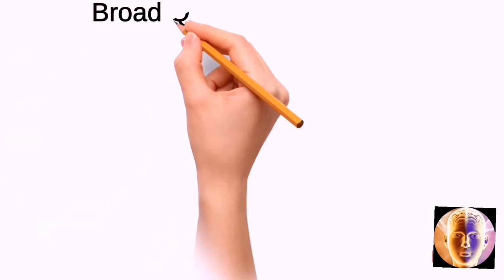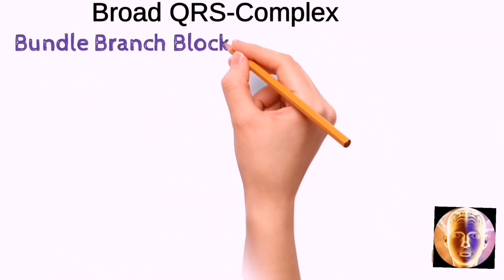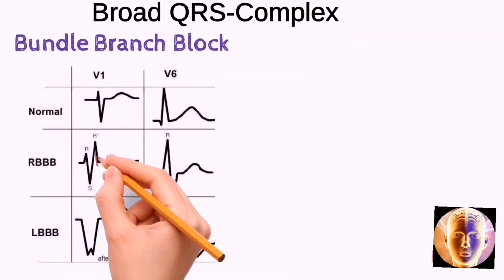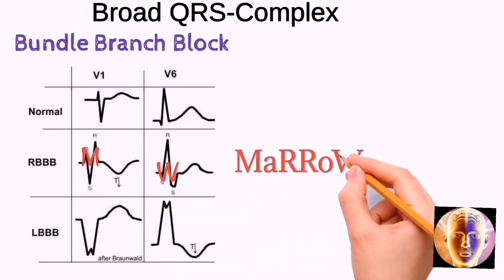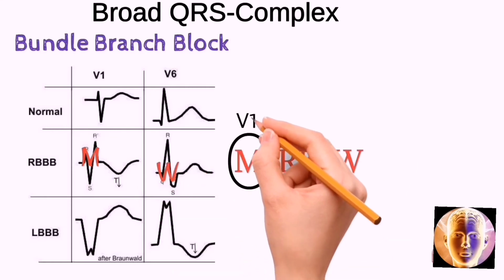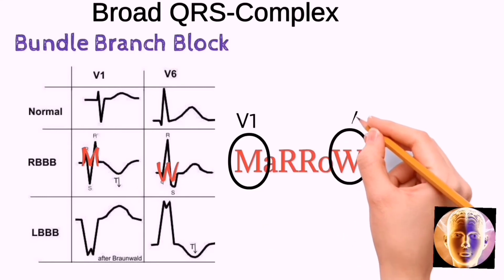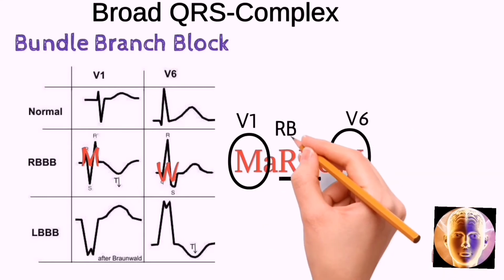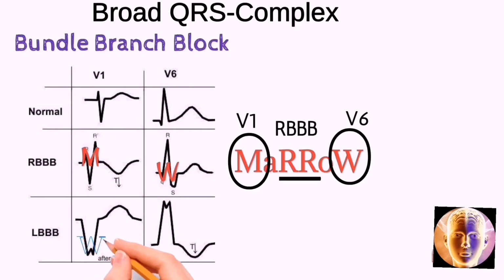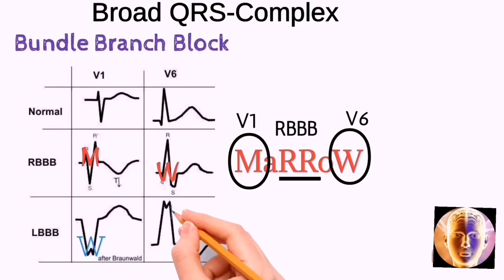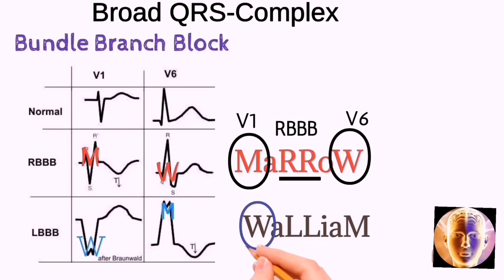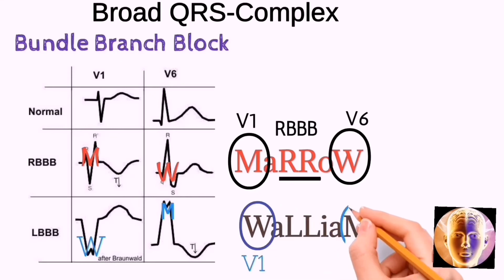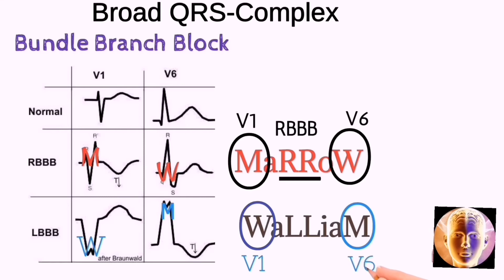Broad QRS complexes with bundle branch blocks. In a right bundle branch block, M pattern in lead V1 and W pattern in lead V6. Mnemonic is MARROW, where M shaped in V1, W shaped in V6, and RR is for right bundle branch block. Whereas in left bundle branch block, W pattern in lead V1 and M pattern in lead V6. Mnemonic is WILLIAM, where W shaped in lead V1 and M shaped in lead V6. And LL is for left bundle branch block.